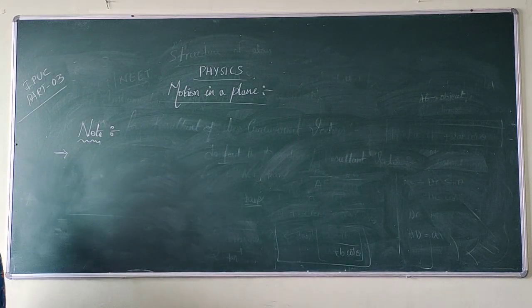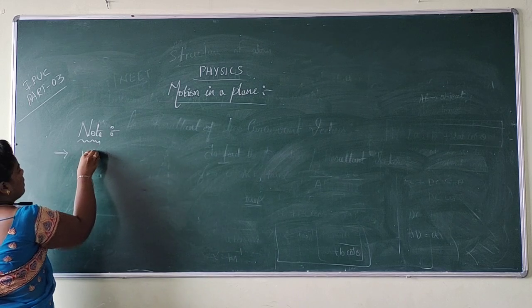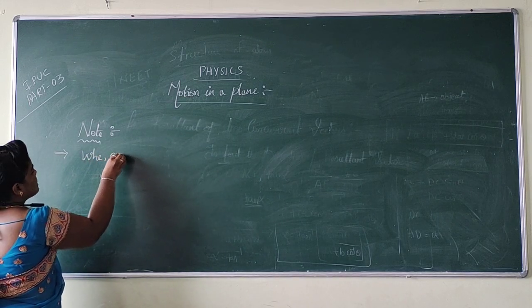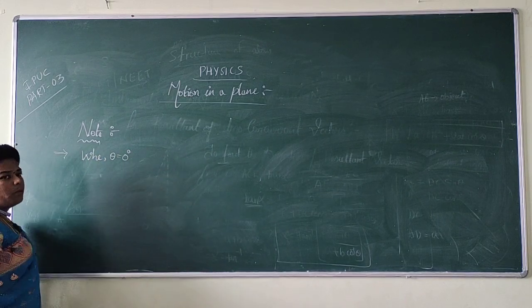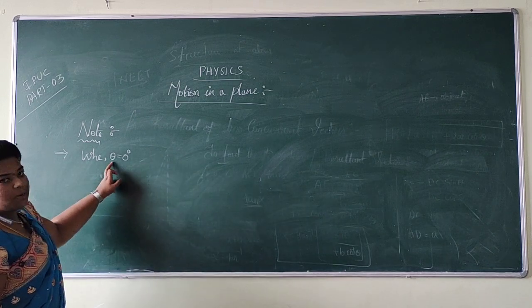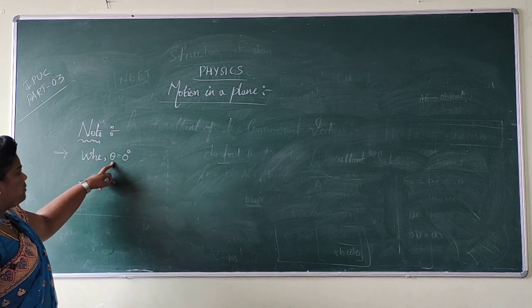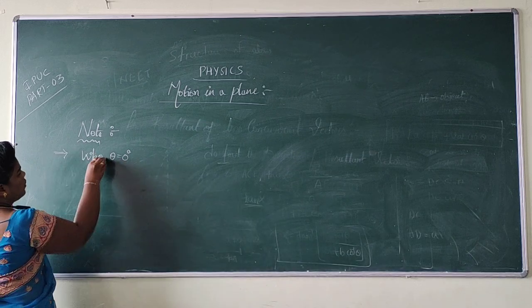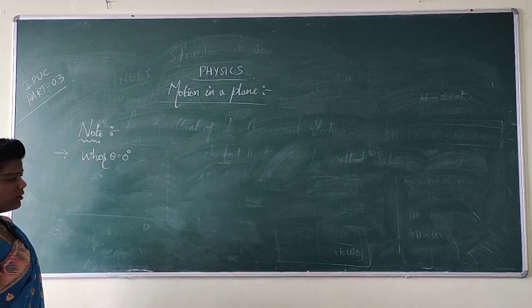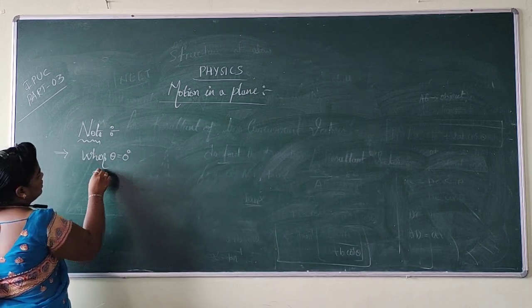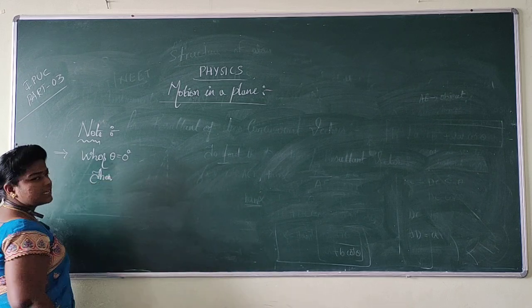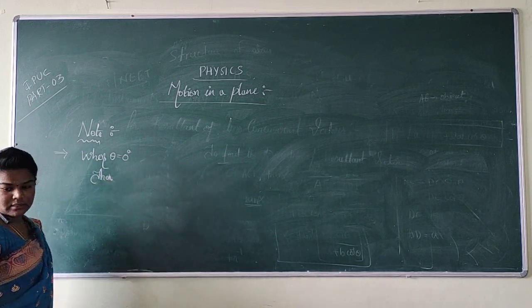The first note: when theta is equal to 0 degree. What is this? Theta is the angle between the two vectors. It means if the angle between the two vectors is equal to 0, then what happens to the resultant? So let us see that.